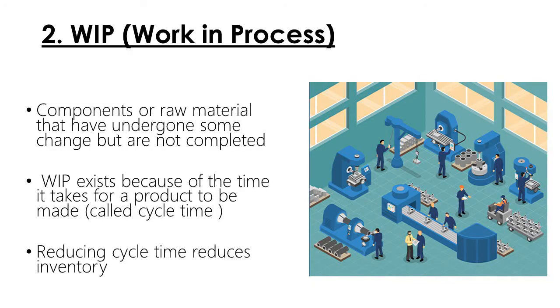WIP is components or raw material that have undergone some change but are not completed. WIP exists because of the time it takes for a product to be made, which is called the cycle time. Reducing cycle time reduces inventory. Often this task is not difficult. During most of the time a product is being made, it is in fact sitting idle.